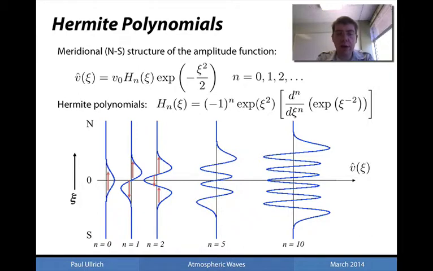So for n equals 1, it has 1 root located exactly at the origin. For n equals 2, it has 2 roots symmetric about the origin. For odd values of n, it'll always have a root at 0, as well as roots away from the equator. And for even values of n, it will not have a root at 0, but will still be symmetric about the equator. Hermite polynomials are obtained in general from the functional expansion shown here.